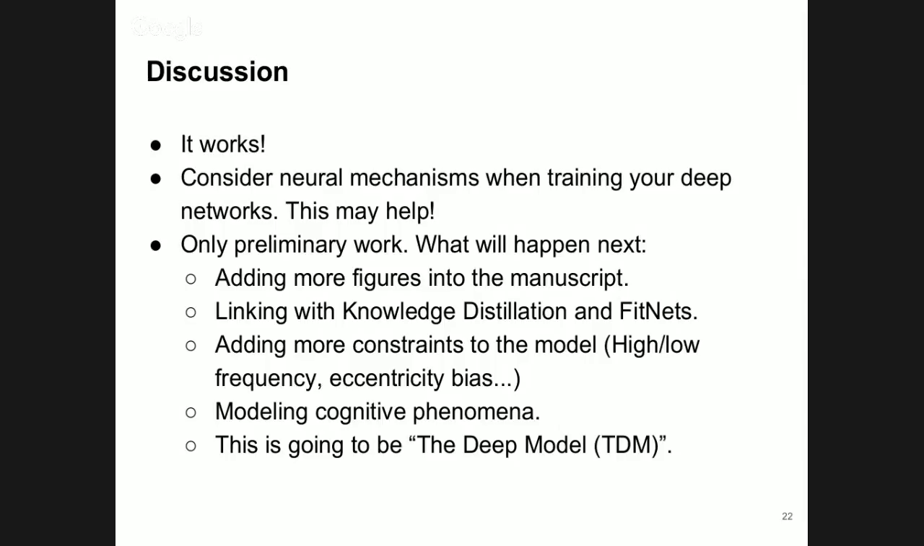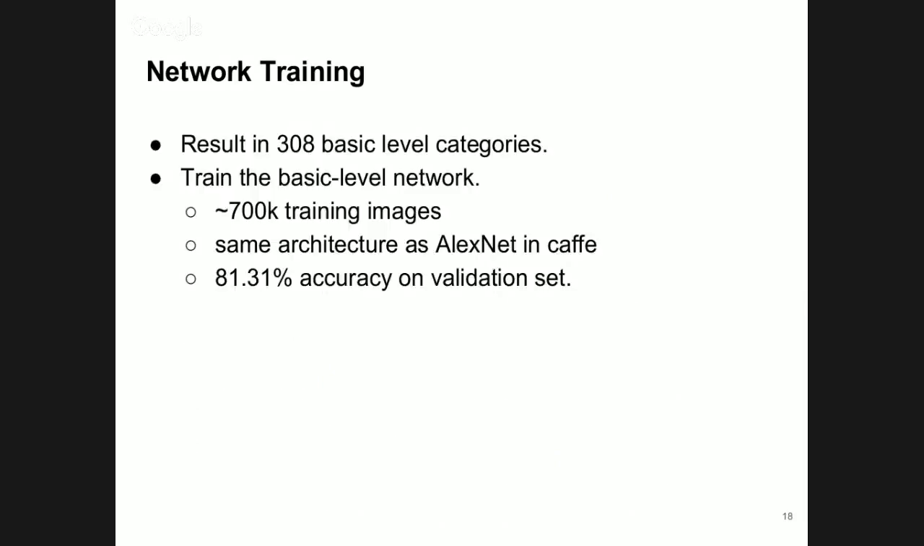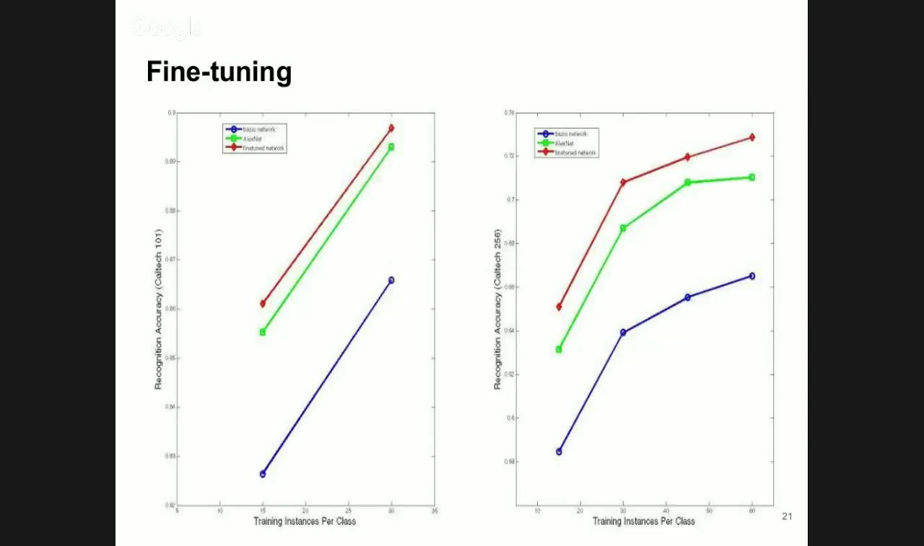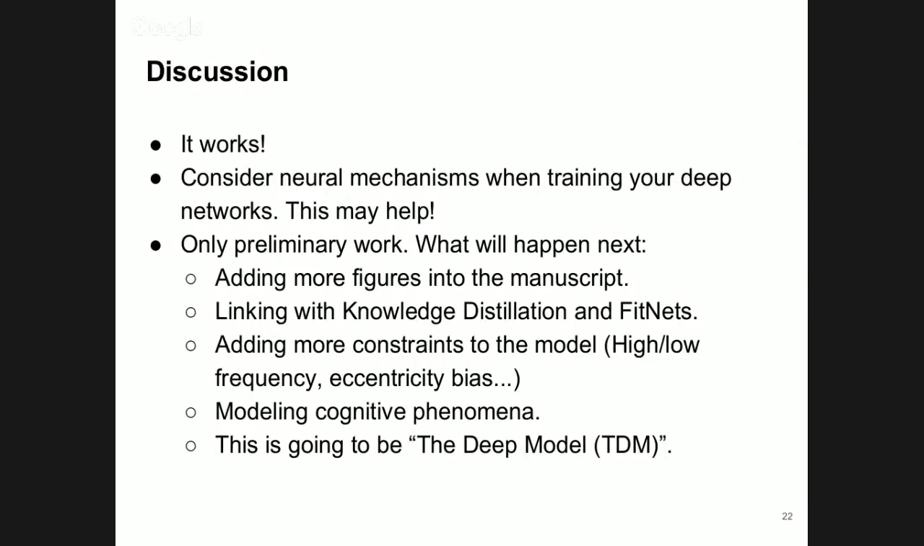And this is, like I said, only preliminary work of my thesis project. So what will happen next is I will add more figures. For example, for the 308 basic level categorizations, I want to find a way to visualize that, like to compute at which level or which height most categories are located. Also, I'm now in the process of linking with the dark knowledge and the FitNet introduced by Hinton and Bengio, because this is a two-step training, and they previously have some work on that.